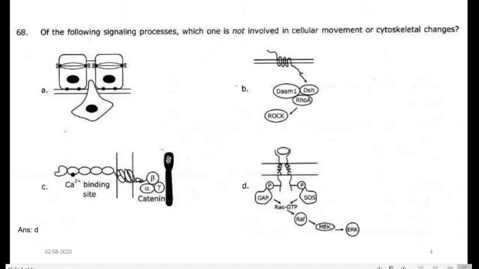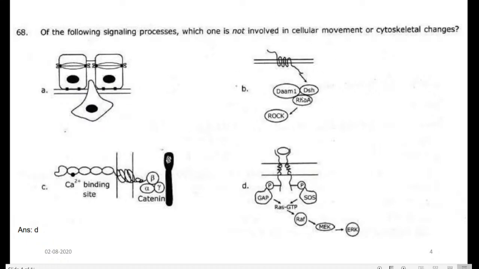Okay, next question. It's a very easy one. This is the third question: which of the following signaling processes is not involved in cellular movement and cytoskeletal change? A very important thing is cellular movement. This is one cell, and these are another kind of cell. That cell moves towards the membrane.